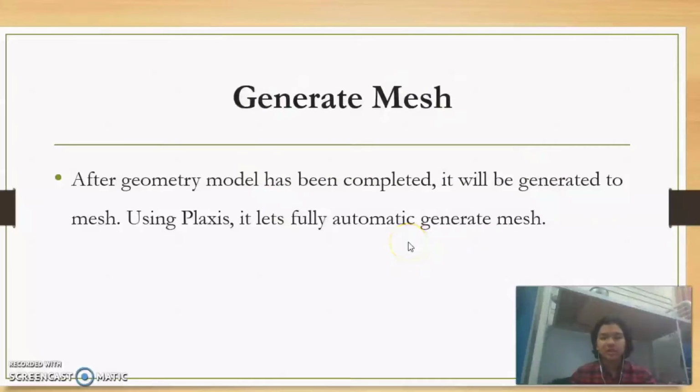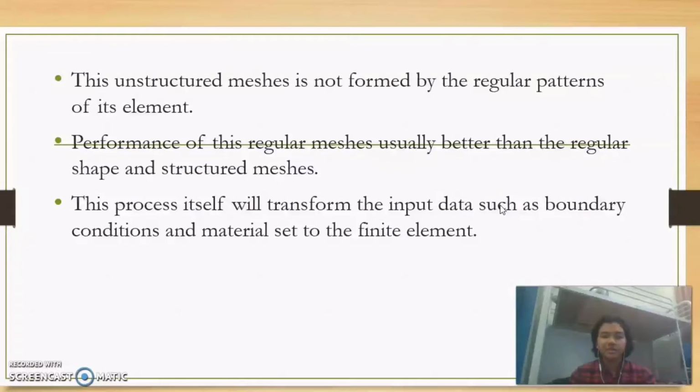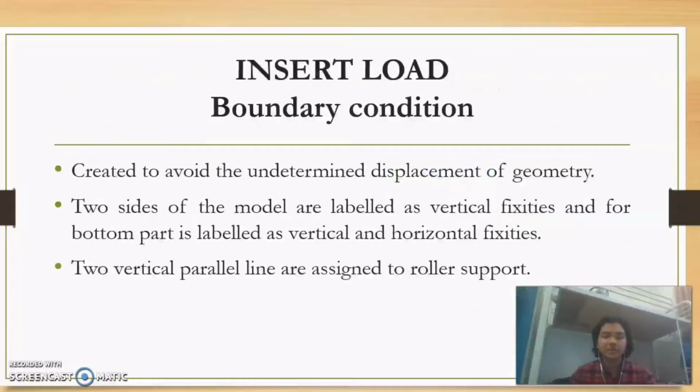After we have designed the model, we will generate the mesh. After we generate the mesh, we will obtain the finite element model. So this is the finite element model of our group. This unstructured mesh is not formed by regular patterns. The performance of this irregular mesh is usually better than regular shape and structured mesh. This process itself will transform the input data such as boundary conditions and material sets to the finite element.